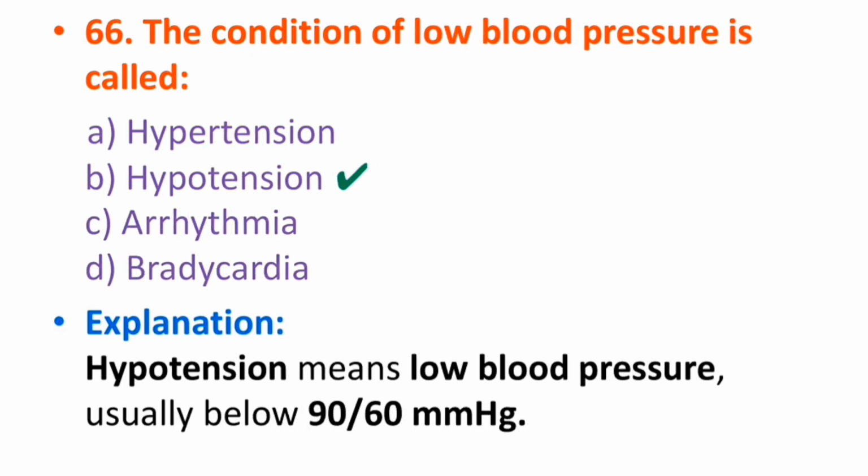The condition of low blood pressure is called option A, hypertension, option B, hypotension, option C, arrhythmia, option D, bradycardia. The correct answer is option B, hypotension. Hypotension means low blood pressure, usually below 90 by 60 mm of Hg.